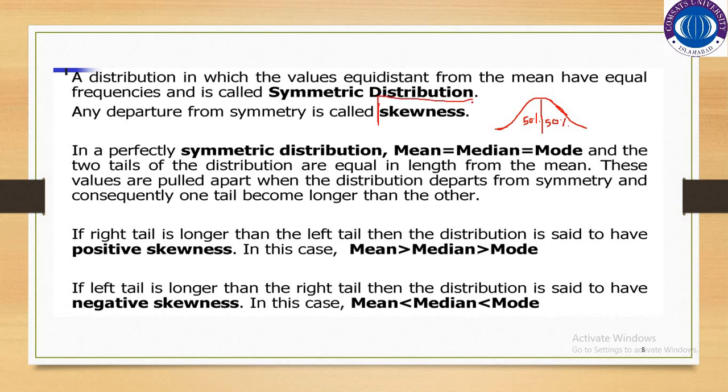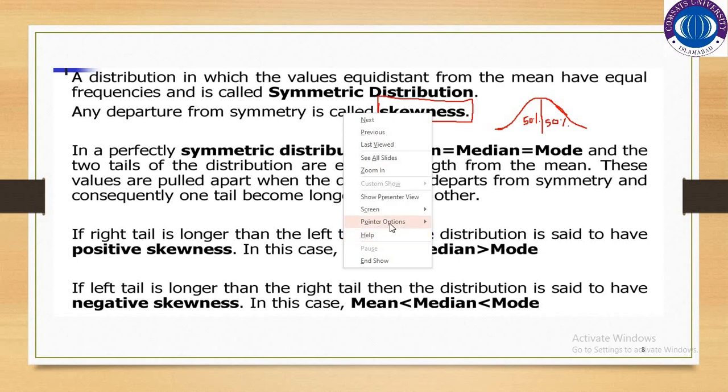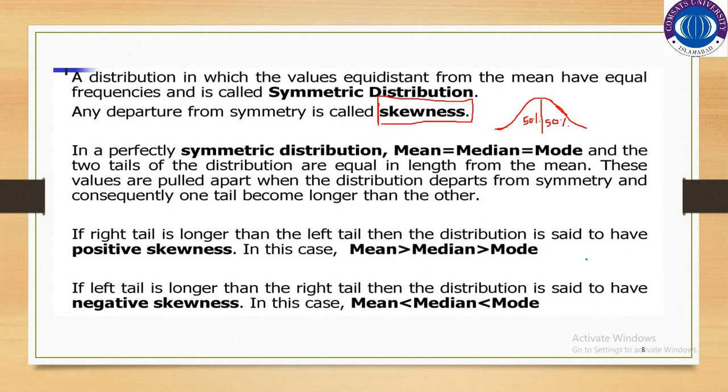So when the distribution is not symmetric, it is basically skewness. There are two types of skewness, positive skewness and negative skewness. If the right tail is longer than the left tail, then the distribution is said to be positively skewed. If you draw it, it would be like this. So this would probably be the shape for positively skewed data, in which the tail on the right side is longer than the left side, and in this case mean is greater than median and greater than mode.